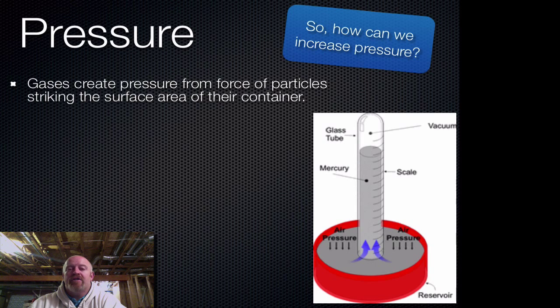That's how hydraulics work. It's a pressure created by the liquid being pushed back and forth through hydraulic lines. But in terms of gases, it's the same idea, but we have these particles hitting or striking the surface of the container. Now when you measure pressure, pressure is measured in force divided by area. So it's the amount of force you can create divided by the area.